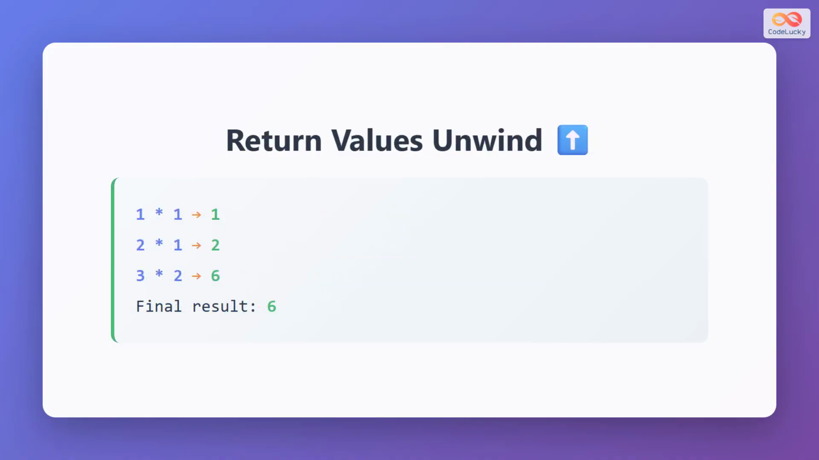The return values unwind back up the chain. Factorial 0 returned 1. So factorial 1 becomes 1 times 1, which equals 1. Factorial 2 becomes 2 times 1, which equals 2. Finally, factorial 3 becomes 3 times 2, which gives us our final result of 6.